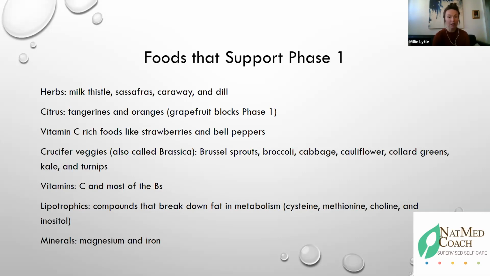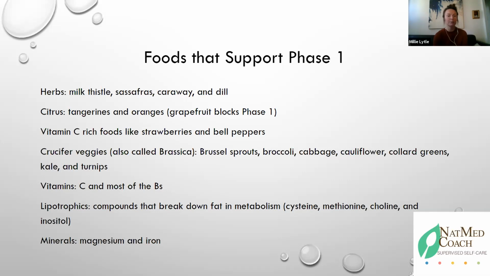Grapefruit, of course, blocks phase 1, so grapefruit is not part of this citrus, but also lemon would be here, and limes. Other foods that are rich in vitamin C, like strawberries, bell peppers, spinach, all the squashes that are red, yellow, and orange, and even green leafy foods, parsley, etc., are rich in vitamin C.